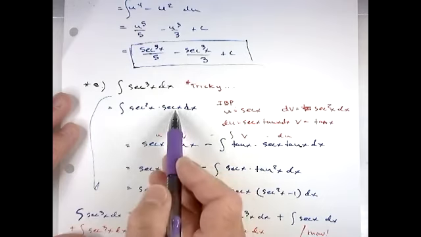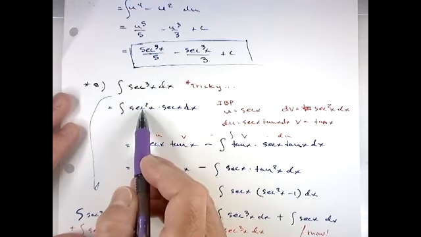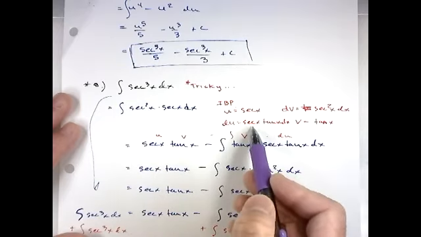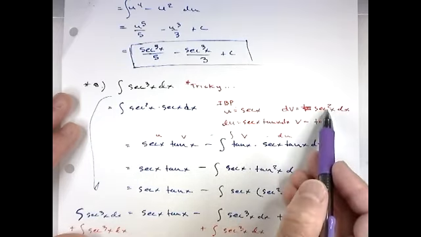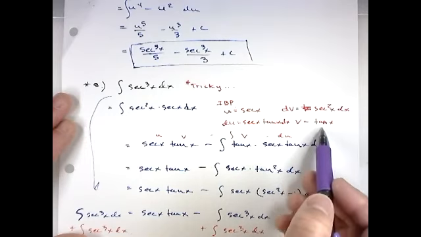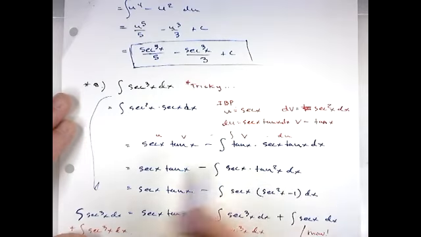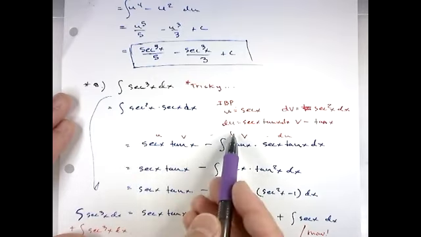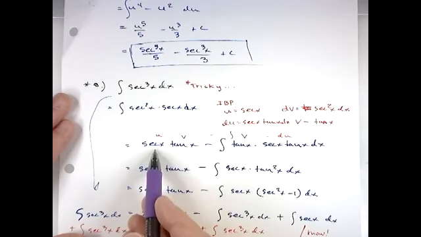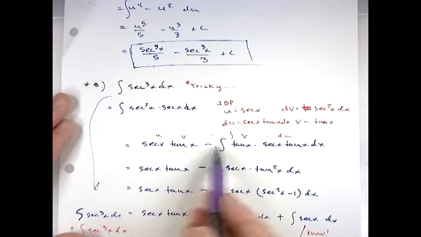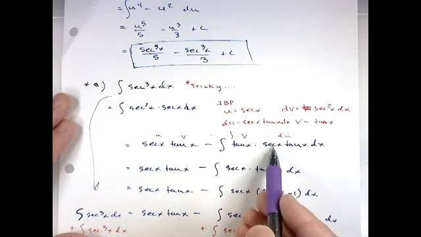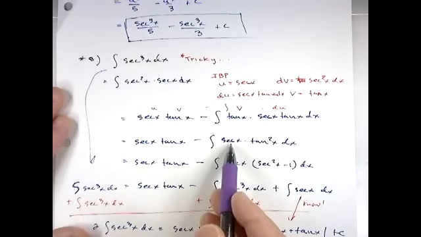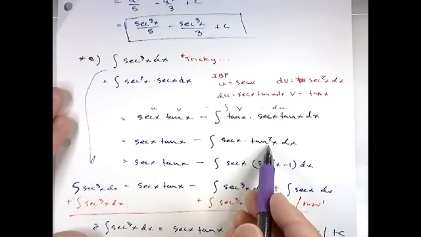We're going to let u equal secant x and dv be secant squared x dx. So du is secant x tan x dx, and v, which is the antiderivative of secant squared x, is tan x. Plugging into my integration by parts formula, uv minus the integral of v du gives me secant x tan x minus the integral of tan x times secant x tan x, which simplifies to secant x times tan squared x.